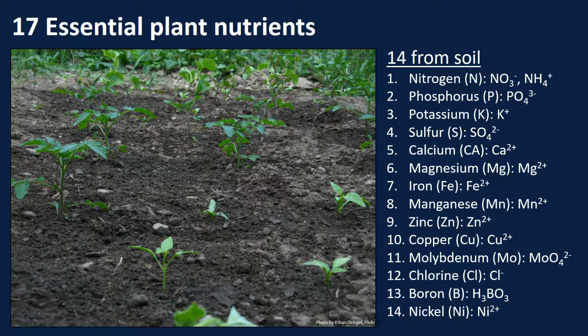So these 14 nutrients all have their associative ion that's taken up by plants. So our nitrogen, we can see here, uses or takes up the nitrate form, this NO3-, or the ammonium form. Takes up phosphorus in this form. See the negative charge, potassium, sulfur in this form, calcium here. So you can see all these different forms of each of these nutrients that the plant takes up.